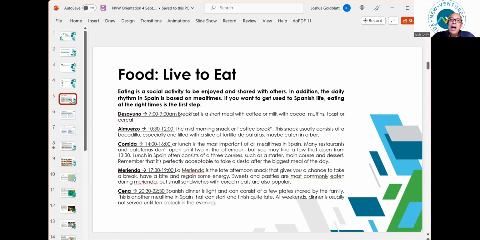You then have your almuerzo, from 10:30 till 12 at some point there. It's just a mid-morning snack or coffee break. And it might be a bocadillo. A bocadillo is a sandwich made of a stick of bread with ham or with cheese or with something similar. Trust me, it's so good.